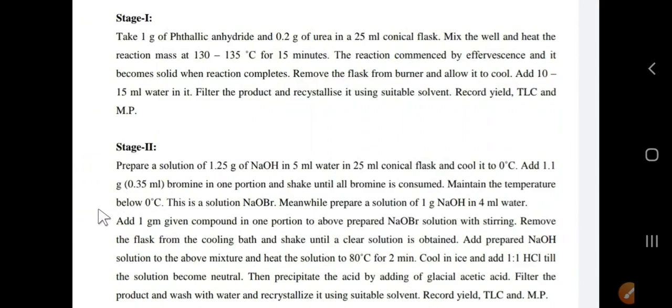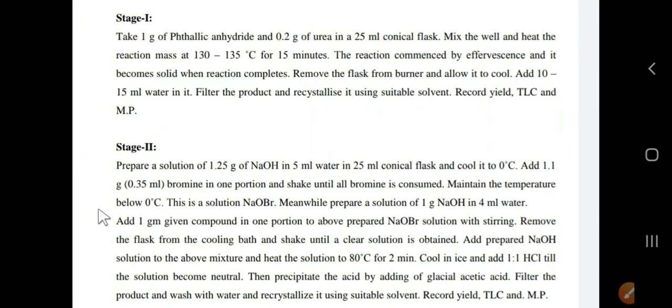This is the indication of completion of reaction, that at 130 each and every starting material becomes liquid, and once the evolution of gas takes place, that is evolution of CO2 and NH2, then the phthalimide is in the solid form, which can be seen in the reaction mixture as it becomes solid.